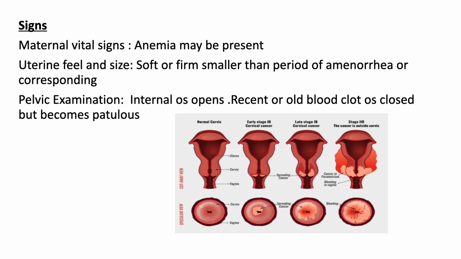When you do a per vaginal examination, you can see that the internal os is open, but in recent or old cases, if you find blood clots, the os is closed, but it may become patulous. So these are the signs which you can see in case of incomplete abortion.